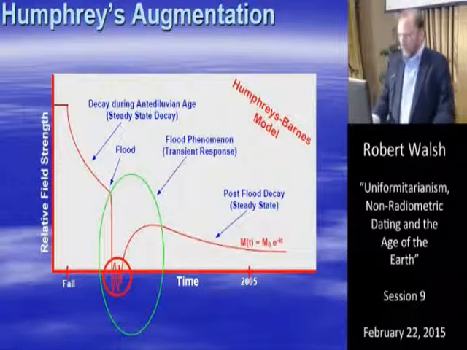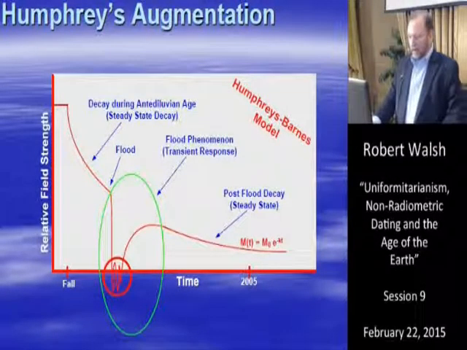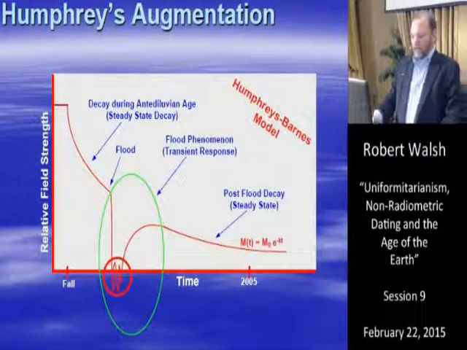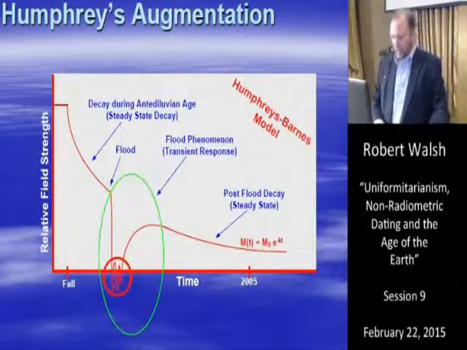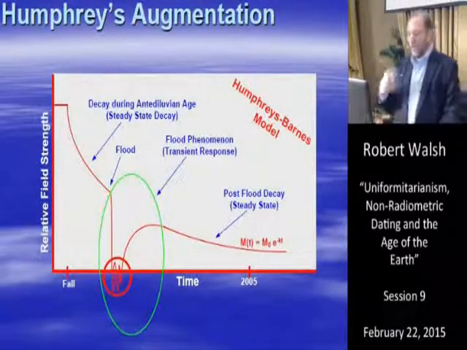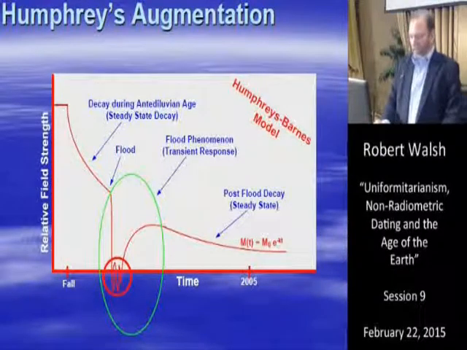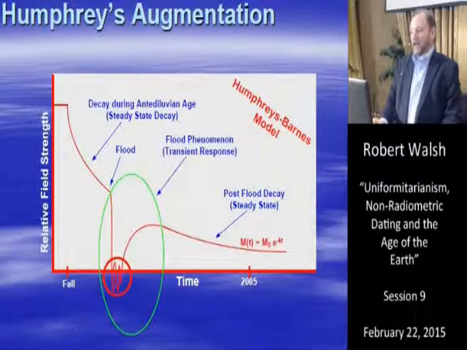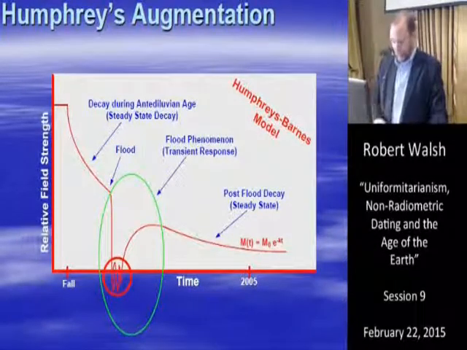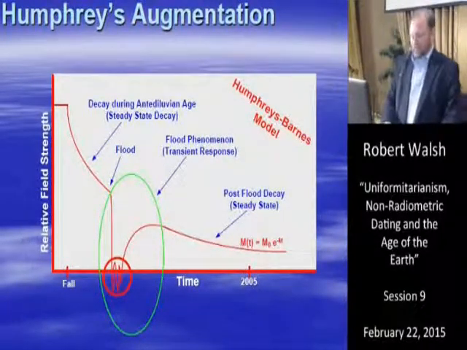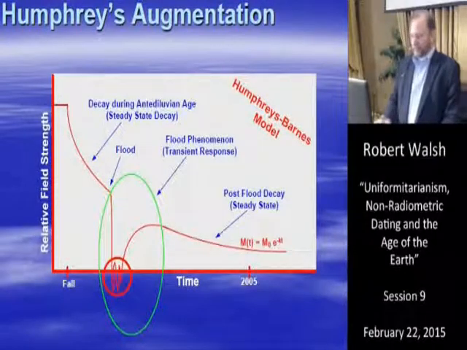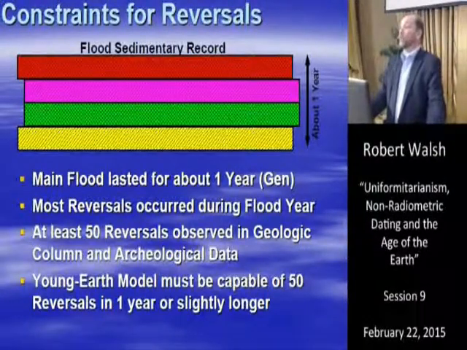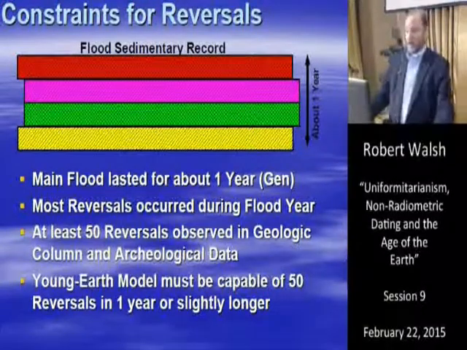Okay, so this is the curve that Humphreys is offering, where you see when the flood came, the field reversed itself many, many times due to the catastrophic transient behavior of the Earth's core and so on, and that explains the field reversals at the time. So we have to bring these reversals into the creation model.